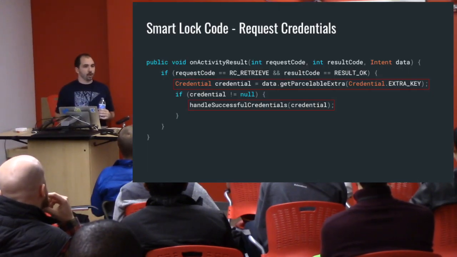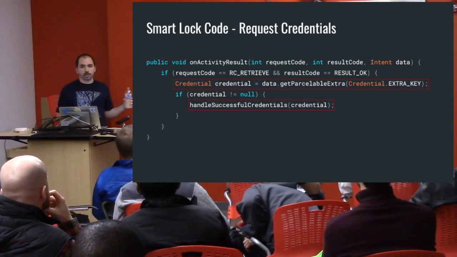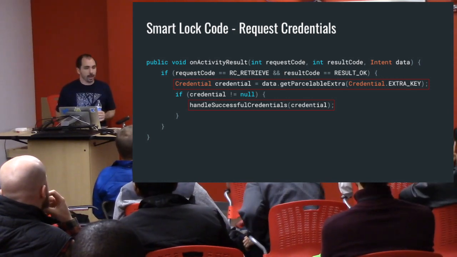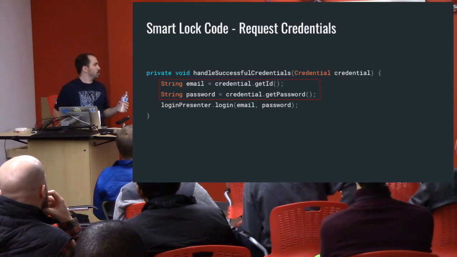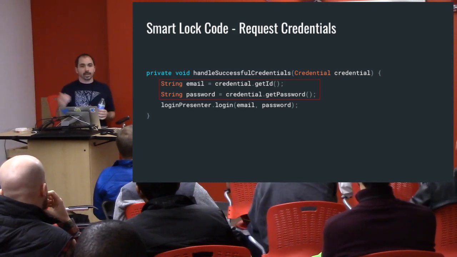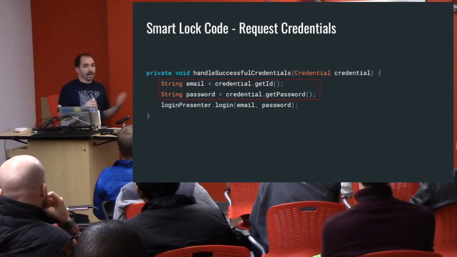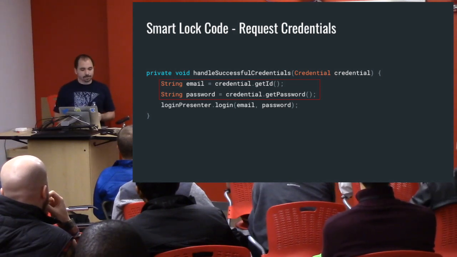Again, we're seeing the same pattern over and over again. And you can get the credential object and pass that into the same method you would have used if it had succeeded automatically. And that method looks like this, where you just get the object and can start using it. You get the email and the password and just pass it along to your server to automatically log them in. And that's it.